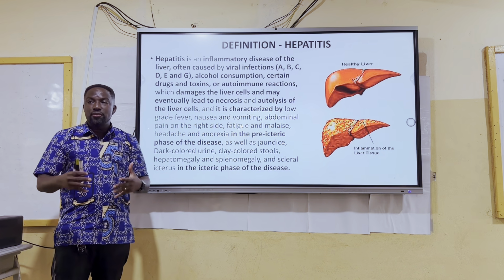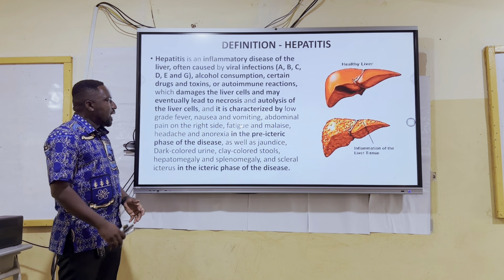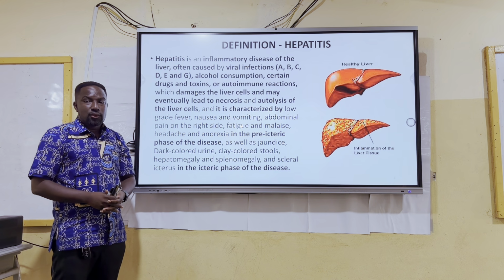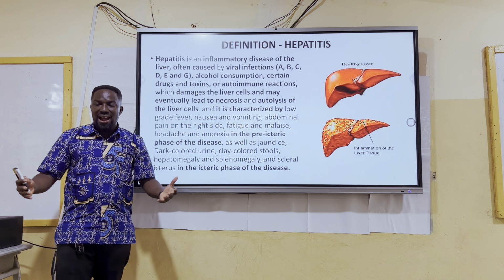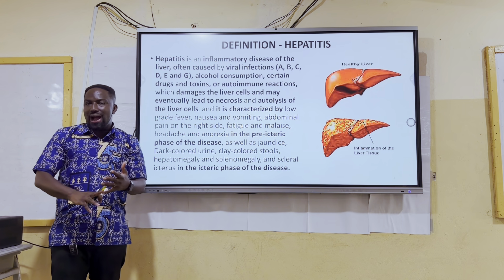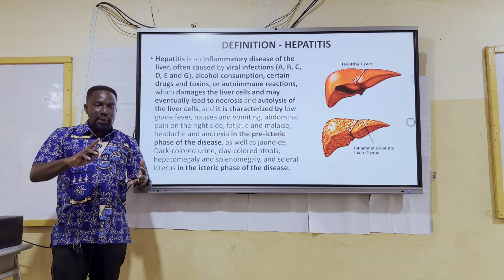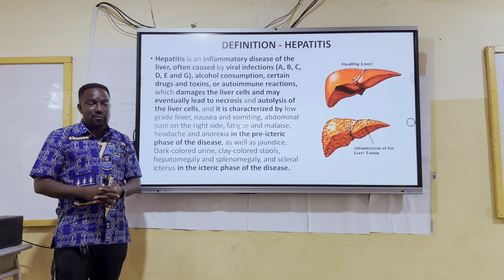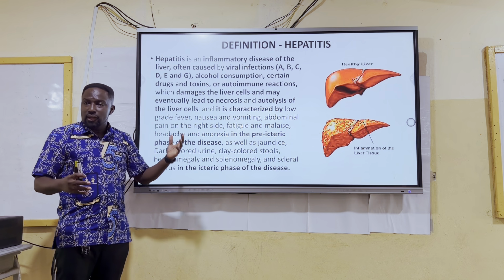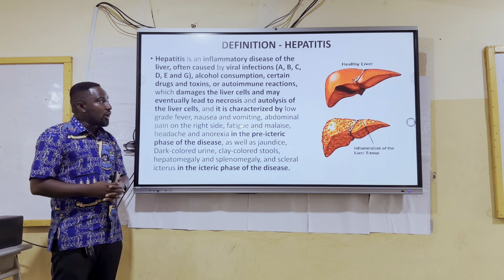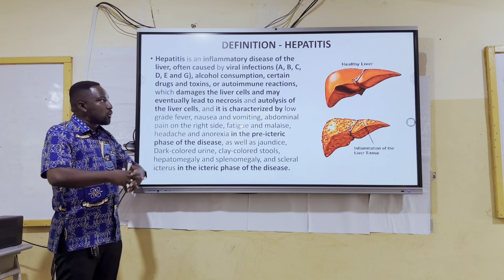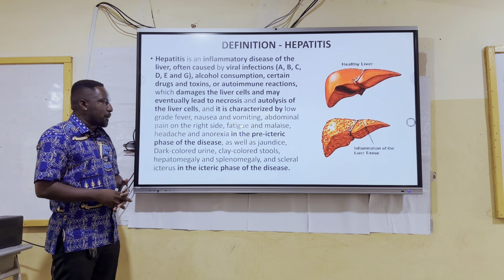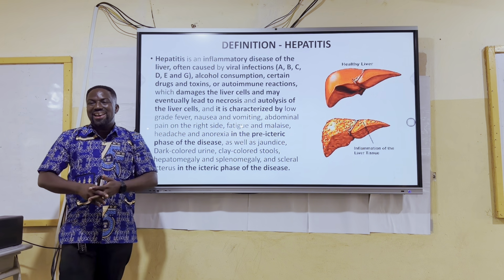As a result of the inflammatory reaction that occurs in the liver, there is necrosis and then autolysis of the liver cells. So hepatitis basically means an inflammation of the liver, either from excessive alcohol consumption, from hepatitis A, B, C, D, E, or G viruses, from self-medication or some drugs and toxins, or from autoimmune reaction. Any of these can cause necrosis and autolysis of the hepatocytes. And when you have hepatitis, what are the cardinal clinical features?